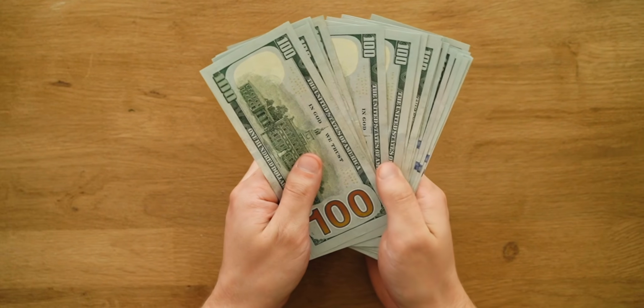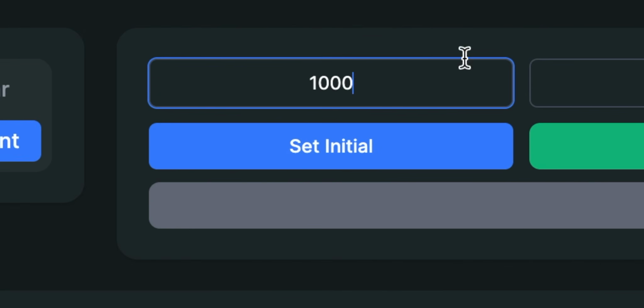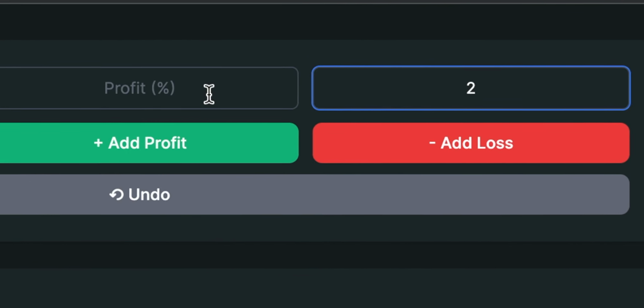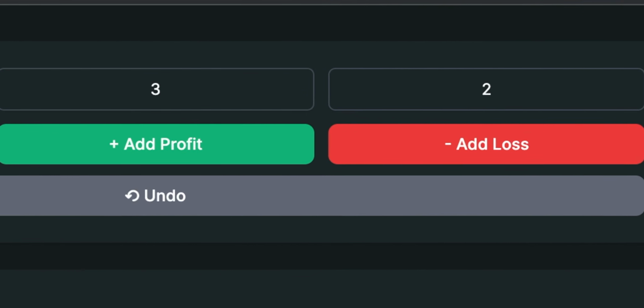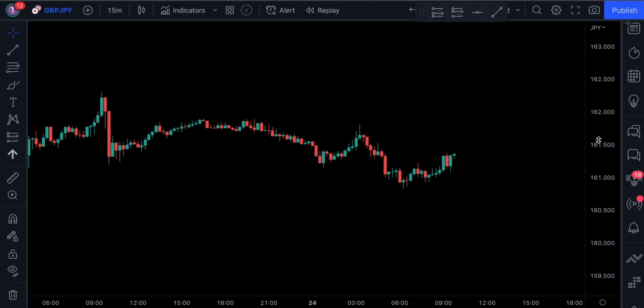and make good profits. For my backtesting, I will set the initial account size at $1,000 with 1 to 1.5 risk reward ratio and 2% risk per trade. I'm going to be backtesting the strategy on GBP JPY on a 15-minute time frame.